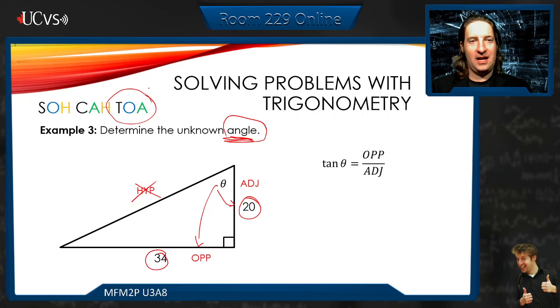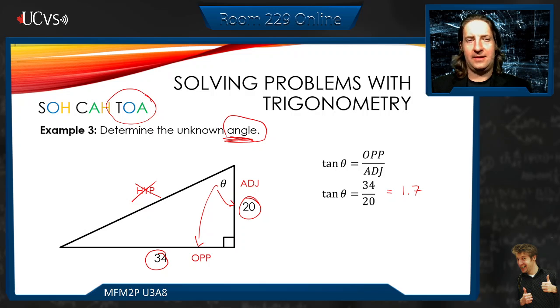The ratio I care about in this case is going to be tan. So the tan of my angle is going to be opposite over adjacent. And if I plug in my numbers, the opposite is 35 and the adjacent is 20, I get this ratio. I can put this in my calculator, right? I can get that this is going to equal 1.7. Right? 34 divided by 20 is 1.7.